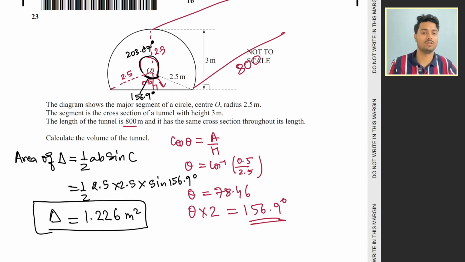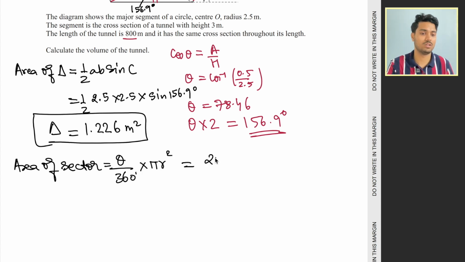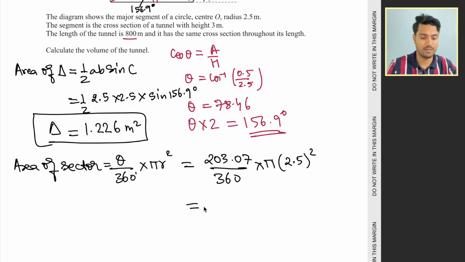We still have to find the area of the major sector with angle 203. So the formula for sector is area of sector is theta by 360 into pi r square. We have all the values. Theta is 203.07 divided by 360 multiplied by pi into r square. R is 2.5. Let's do this in calculator now. So we have 203.07 divided by 360 multiplied by pi multiplied by 2.5 square, and the final answer is 11.0757 meter square. That's the area of sector.